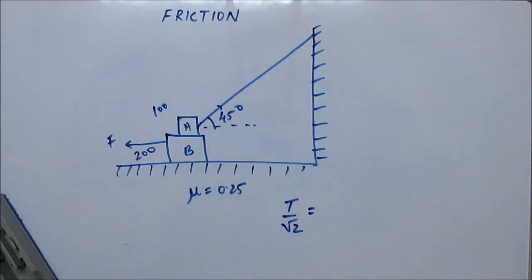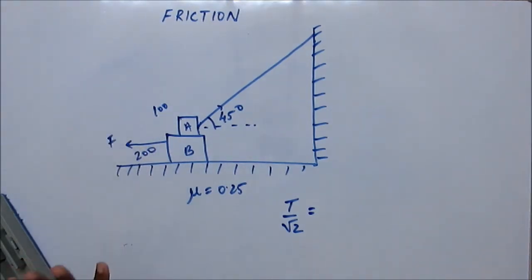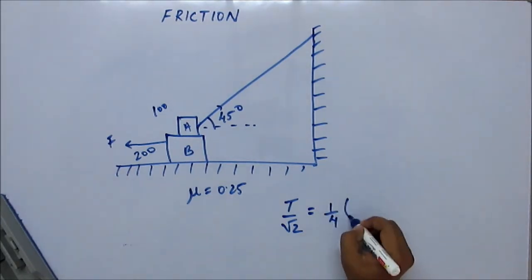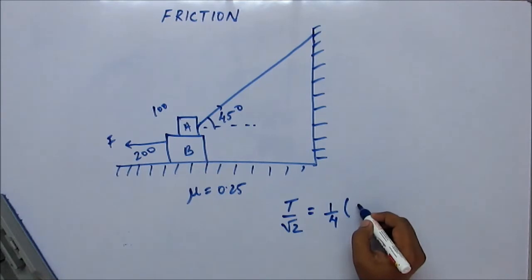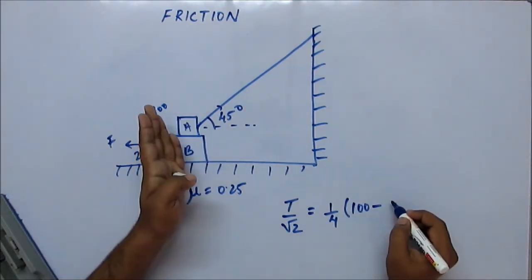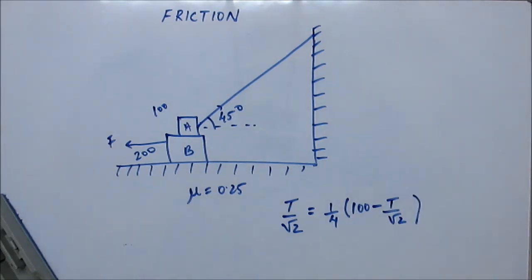Now this T by root 2 should be equal to the friction force because A is not moving, it is tied up with the string. So this horizontal component of tension should actually balance the friction force acting on A. The friction force acting on A is mu, 1 by 4, into N, the normal reaction. Now normal reaction will be 100 minus the vertical component of tension. Easy to see that through. So this is the value of tension.